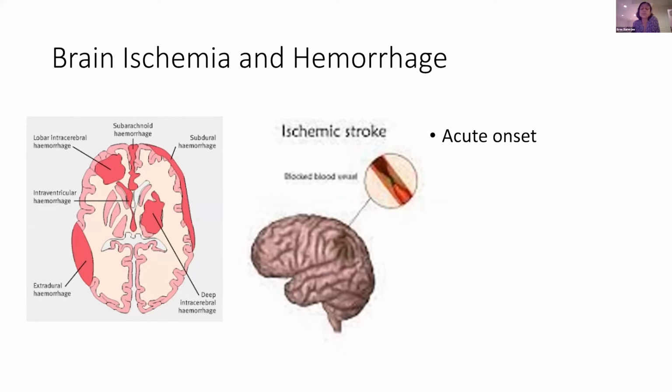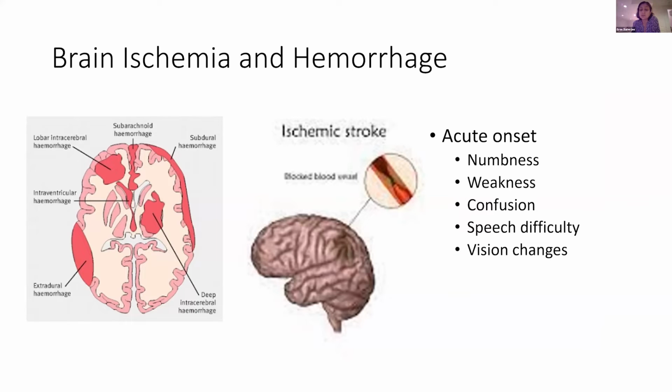And the symptoms are usually acute onset, as you can imagine, stroke-like symptoms, resulting in numbness, weakness, depending on which part of the brain is affected, confusion, speech difficulty, vision changes, dizziness, loss of balance, severe headaches, etc.